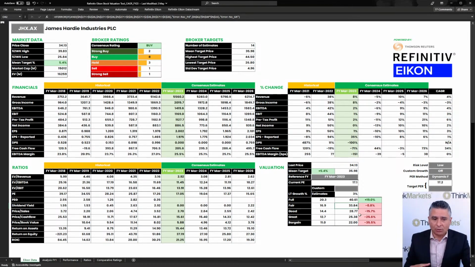And my model is saying, look, there's not a lot of support for prices much higher than where it is. Now, the brokers think there is, and let's defer to the brokers' better wisdom. But my spreadsheet is not liking James Hardie all that much.